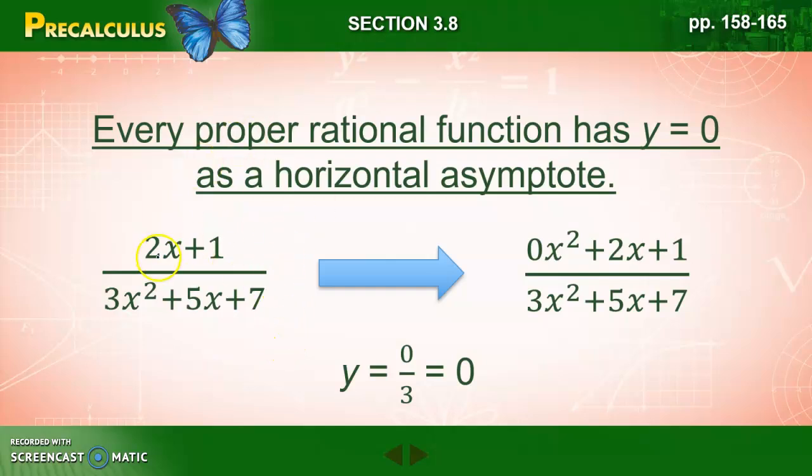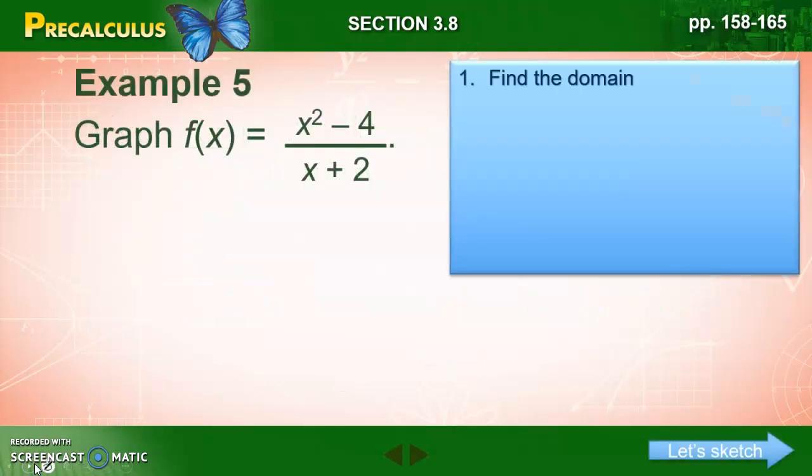Here's why those proper rational functions have asymptotes at y equals 0. If this is our original function, and we wanted to add an x squared term so that the degrees would be the same, we would have 0x squared over 3x squared. And the ratio of those leading coefficients, 0 divided by 3, is 0. So that's why it has a horizontal asymptote at 0. Remember, horizontal asymptotes can be crossed. Horizontal asymptotes describe the behavior of the tails.